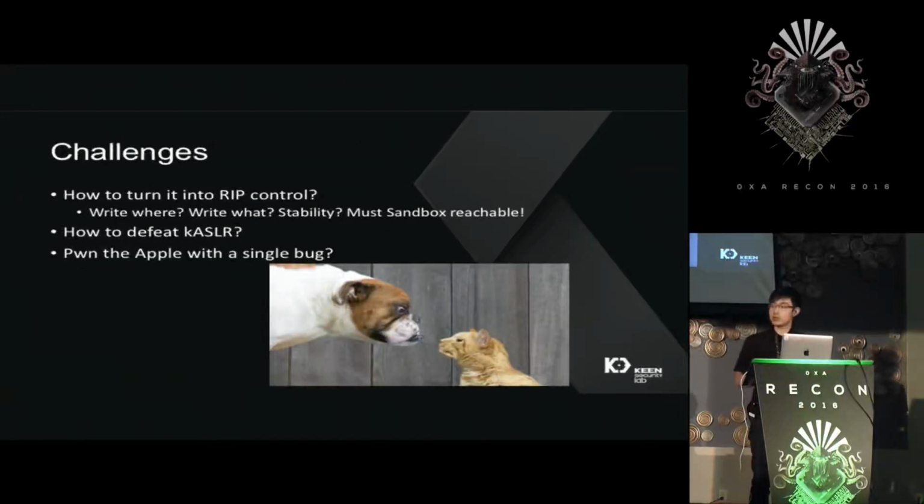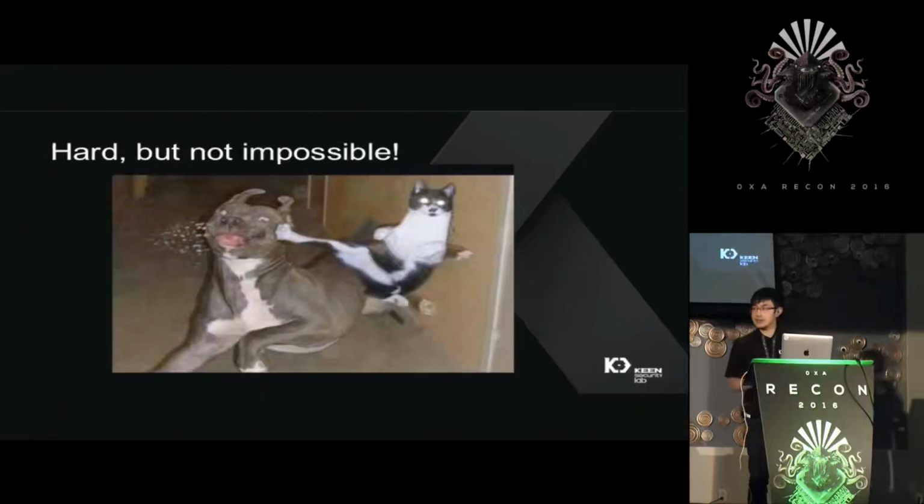So how to turn it into RIP control? We have to ask ourselves, where do we write and what do we write? And how can we ensure stability, especially for competitions like Pwn2Own? And we must make the exploitation technique reachable in the sandbox. And how can we defeat modern mitigations like KASLR, SMAP and SMEP? And can we pwn the kernel using just this single non-perfect OOB bug? The answer is yes. It's hard, but it's not impossible.